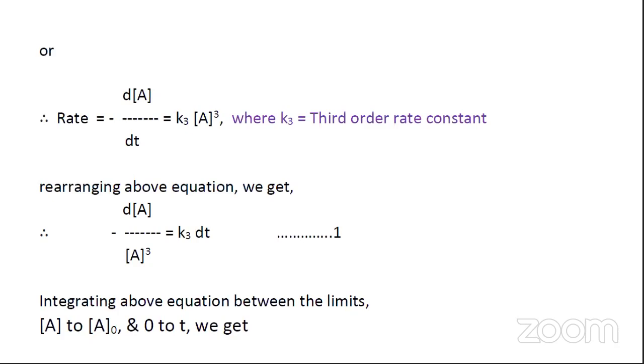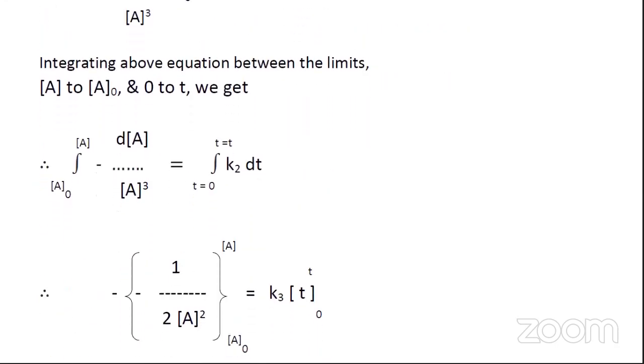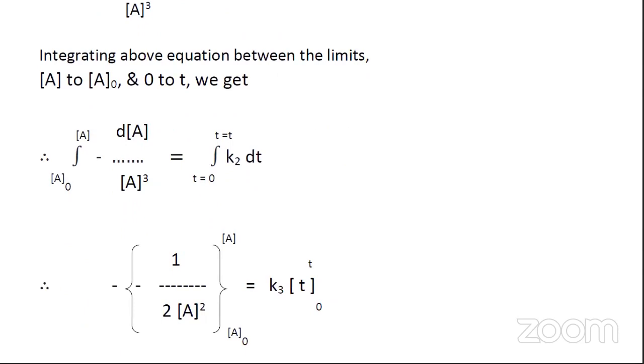Rearranging the above equation, we get, okay, let us take A cube to the left side and dt to the right side. This is equation number 1. Integrating the above equation between the limits a0 to a and 0 to t, let us integrate this equation. So we get, integration a0 to a of minus dA upon A cube is equal to integration 0 to t of k3 dt.